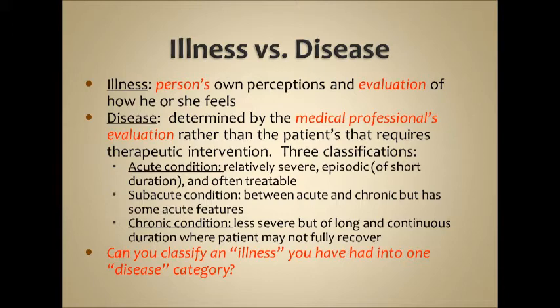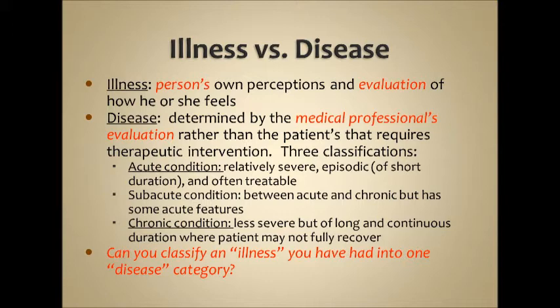Disease, on the other hand, is determined by the medical professional's evaluation rather than the patient's, and requires therapeutic intervention. So while somebody may be just sick to hear that news, they won't be treated in the ER because a medical professional would not see them as having a disease. There are 3 kinds of diseases you can have. You can have an acute condition, which is relatively severe, episodic, short, often treatable. That's what emergency rooms like, and that's what the rest of us like. If we're going to have a disease, we'd like it to be quick.